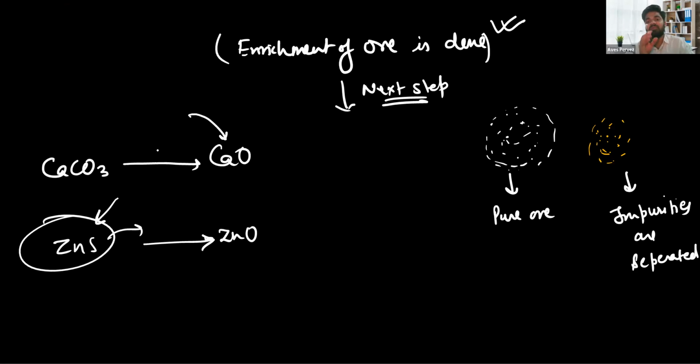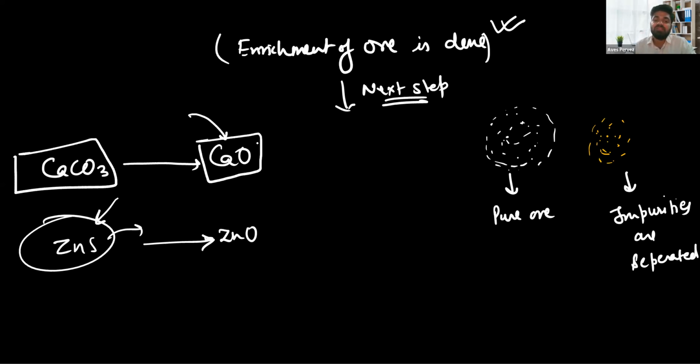Because if somebody gives you a task that you need to extract out metal from ore, when you have a sample of calcium carbonate and another you have calcium oxide, which will be easier for you to extract out metal from? So it is easier to extract out metal from calcium oxide rather than their carbonate form. Why? Because it is easily reducible.